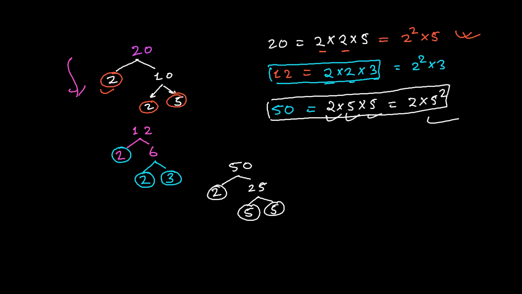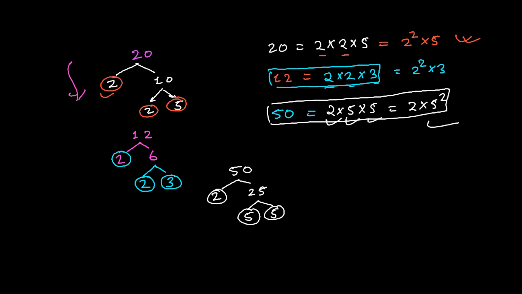Okay, one more method we have. This was the tree method, right? Another is the division method. All right, that's very simple. Again, I'm just doing it for 20 first. It's almost the same, like 2 is here. First I will choose the smallest prime number that can divide this 20. So that is 2. If I divide 20 by 2, I'll get 10 here.